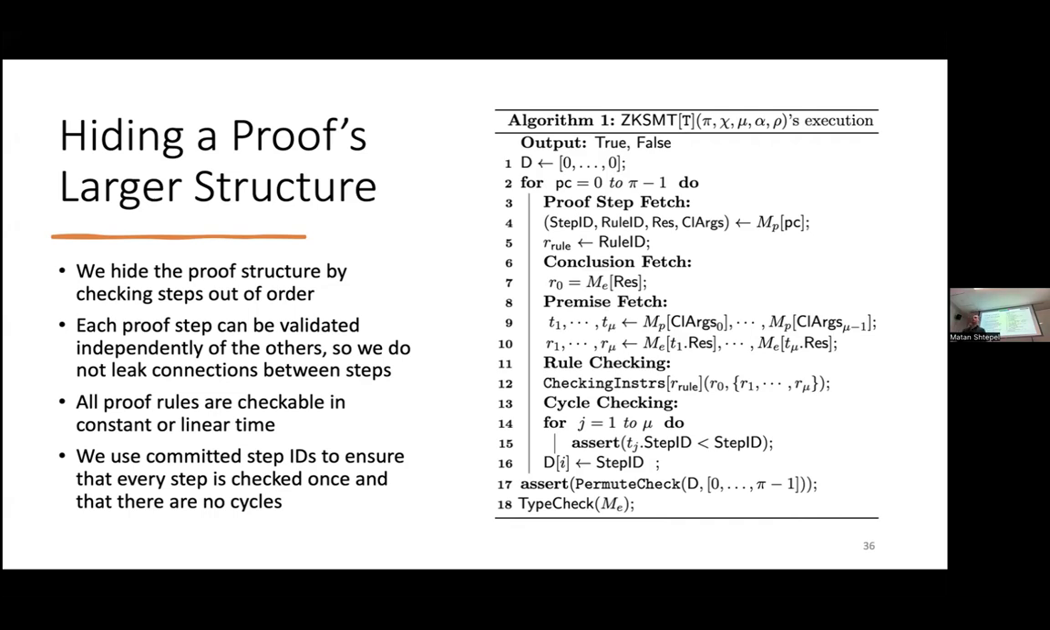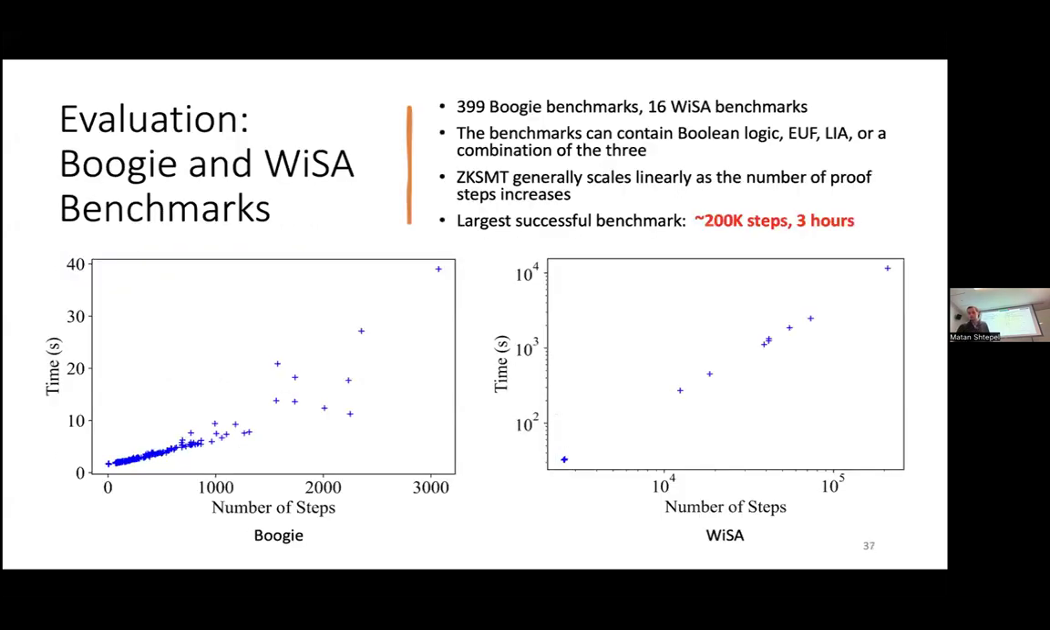The check that every step is validated once appears on line 17. It's a multi-set equality check between the list of all step IDs that we've validated so far and the list of all numbers from 0 to pi-1, where pi is the total number of proof steps.